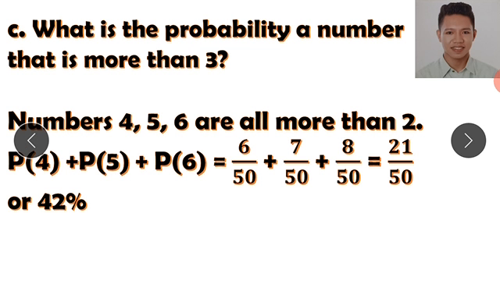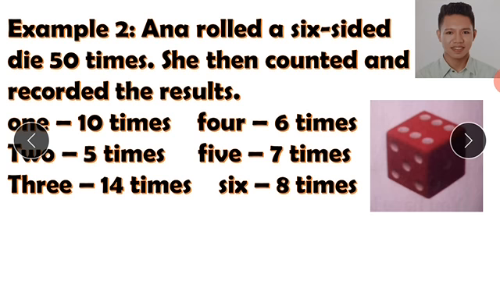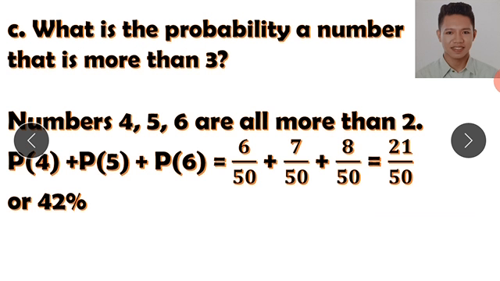So look at the data. More than 3, we have 4, 5, and 6. So what is the probability? Then get 6 times, 7 times, and 8 times. So the numbers more than 3 are 4, 5, and 6. In order to get the probability, get first the probability of 4, the probability of getting 5, and the probability of getting 6.